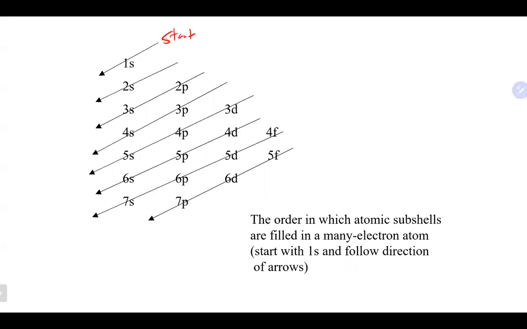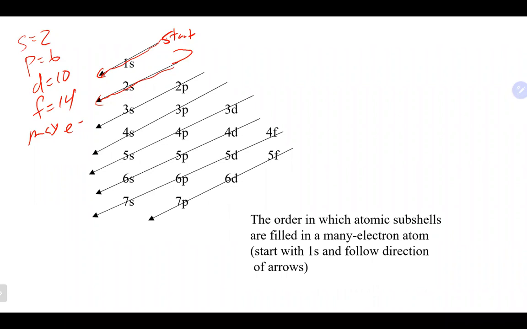And we basically follow the arrow to the end, and then we zigzag back around and follow the arrow to the end, and we continue that pattern. Here again, the S has a maximum of 2, P subshell 6, D subshell 10, F subshell 14. It's also really important to remember, as we talked about, that on the first energy level, there's just S. On the second energy level, that's when P's occur. On the third energy level, that's when D's occur. And on the fourth energy level, that's when F's occur.